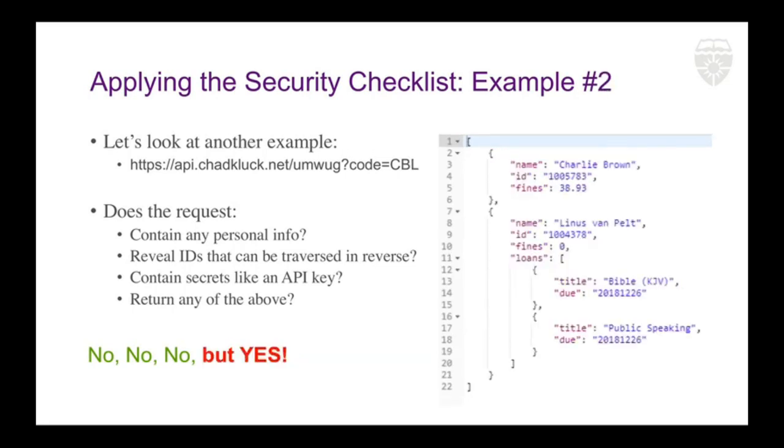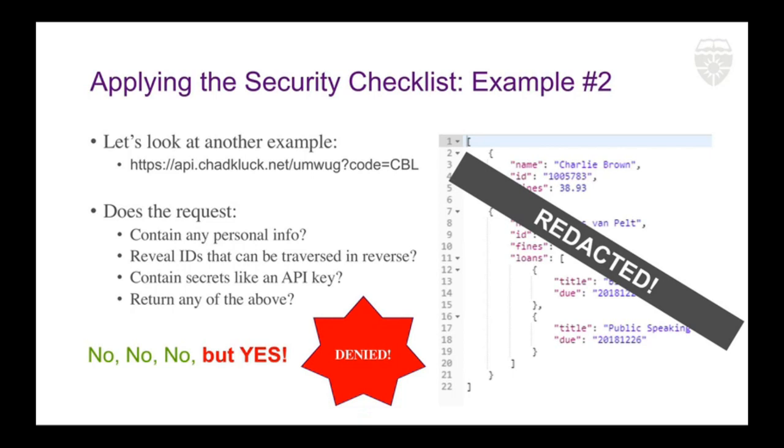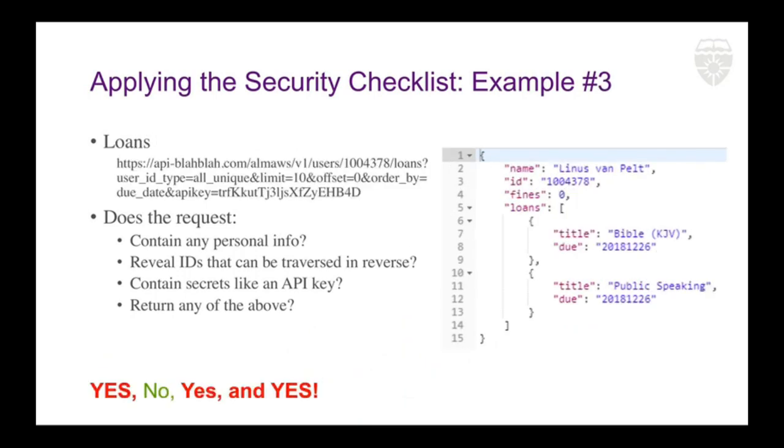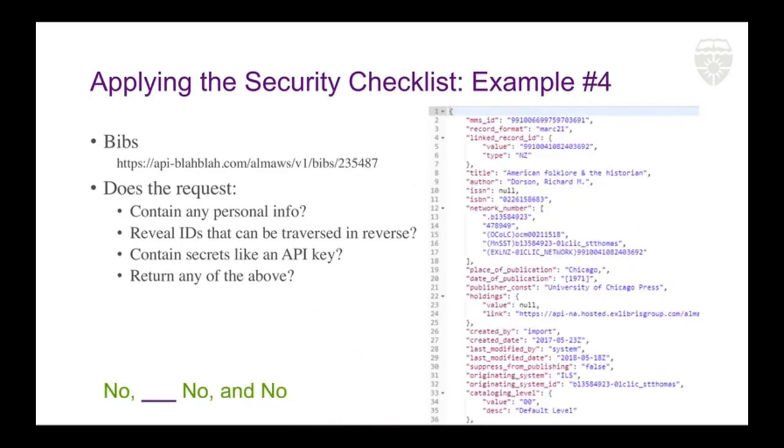Let's look at this example. Code CBL. The request does not contain any personal info, no IDs that can be traversed in reverse, no API key. Does it return any of the above? Yes. It seems pretty simple, but then all of a sudden we've got user information. So no, this would not be approved for JavaScript. Example number 3, loans. Well, gosh, now we're really getting into it. Yeah, I mean, there's an API key, stuff like that. So yeah, there's a whole bunch of stuff there. Do not use JavaScript.